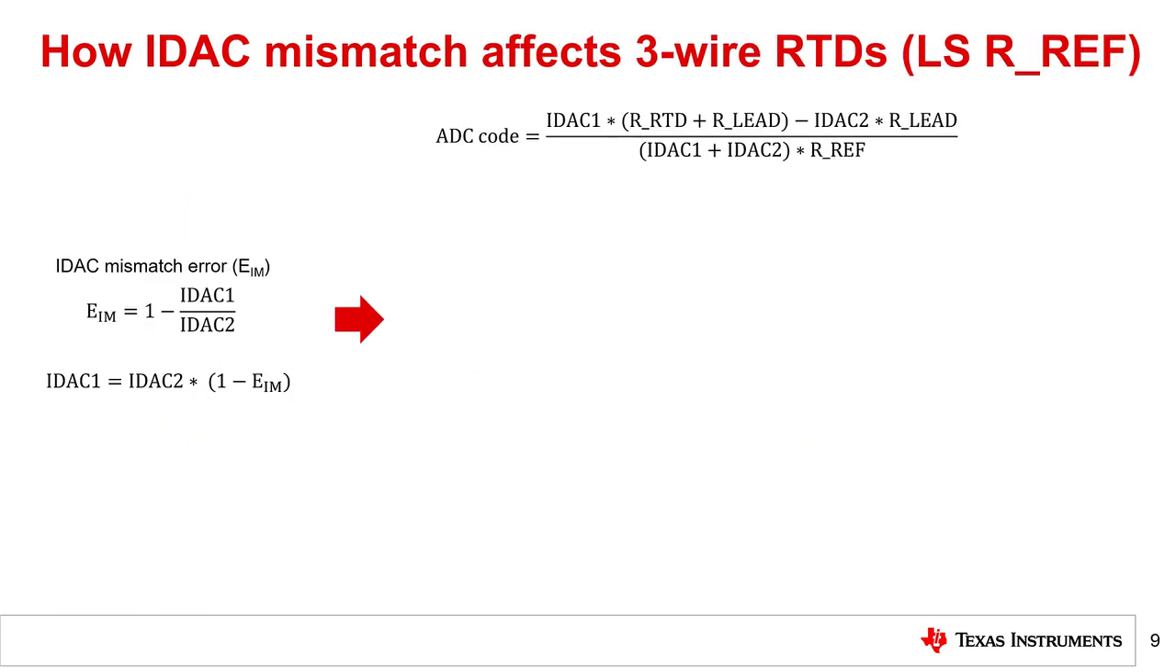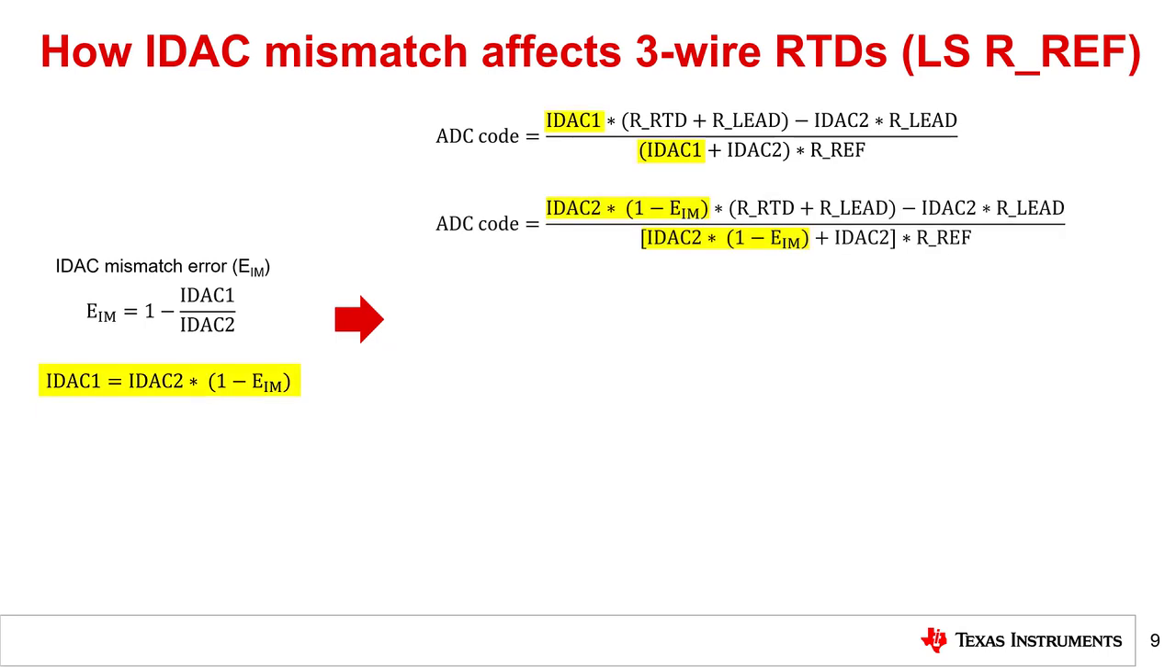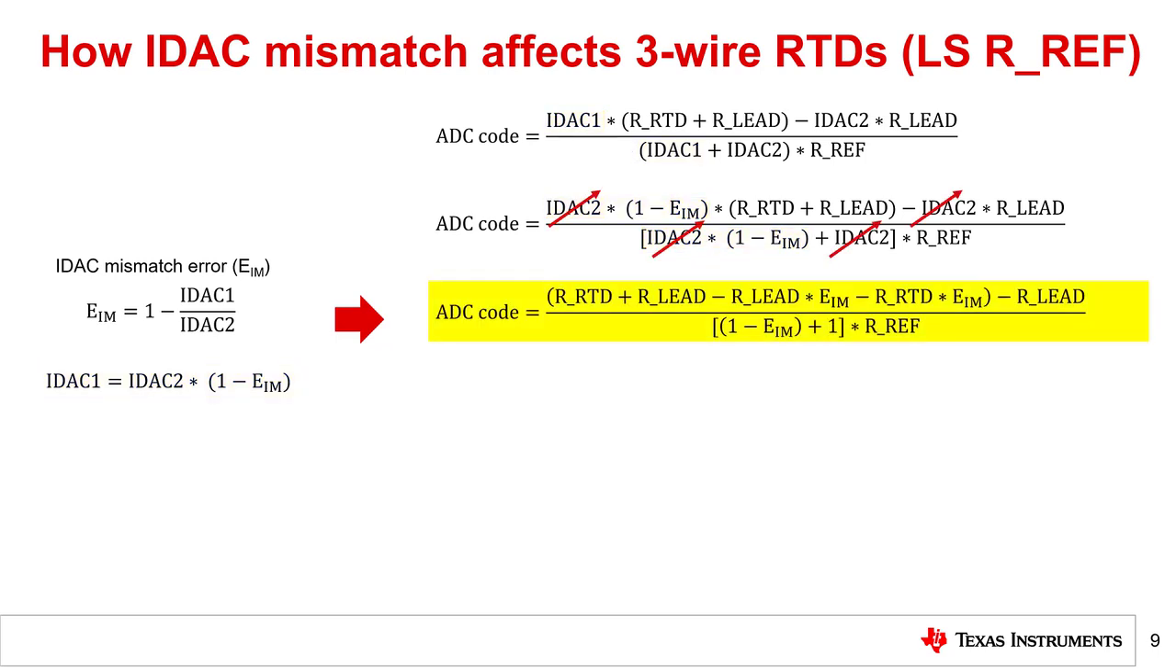As a reminder, let's keep the error equation and the equation for IDAC1 from the previous slide. These are shown on the left. We also need the ADC code equation, which is shown on the top right. Next, let's substitute the IDAC1 equation on the left into the second equation on the right. With the ADC code equation only in terms of IDAC2, we can cancel out the IDAC2 term in the numerator and the denominator of this equation, as well as distribute the terms on the top. This yields the third equation on the right.